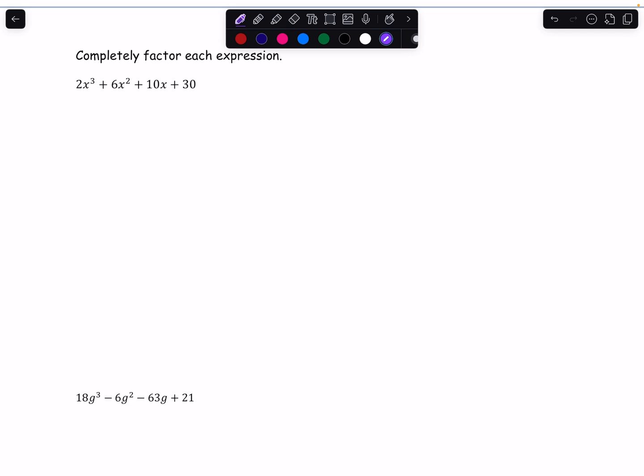But first, what's the very first thing you should always think of for factoring, no matter what you're doing? No matter what type of factoring, always look for the GCF first. So I'm going to look for a GCF. Everyone thinks they have an x, but they all are even, so I can take out a 2. And what I'm left with is x to the third plus 3x squared plus 5x plus 15.